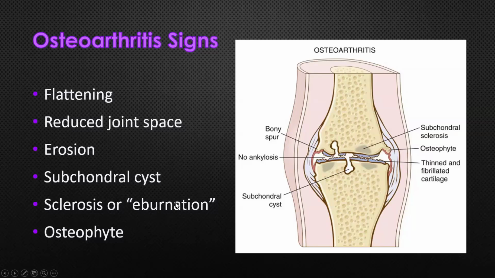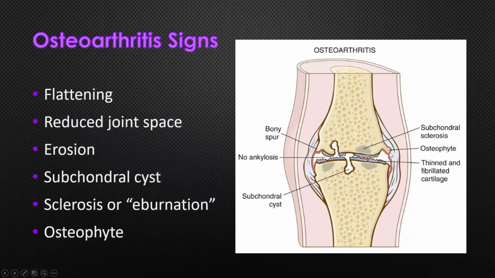The sclerosis sometimes is referred to as eburnation, kind of like hardening. So the cortical bone becomes very hardened. What's that going to look like radiographically? Here's just a cartoon. But if that bone becomes hardened, it's more opaque. And so you might describe it as thickening of the cortex.